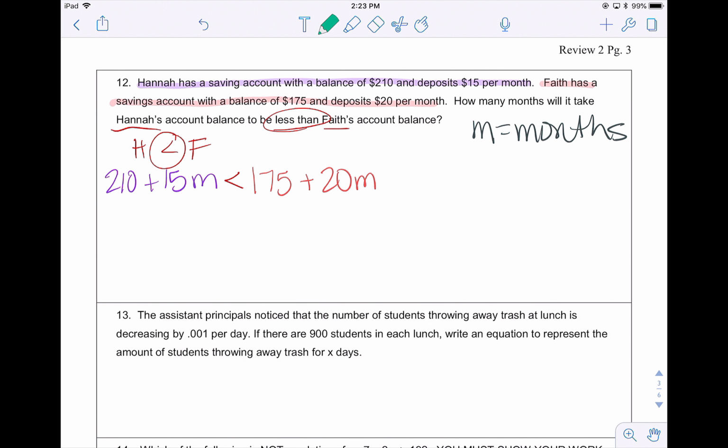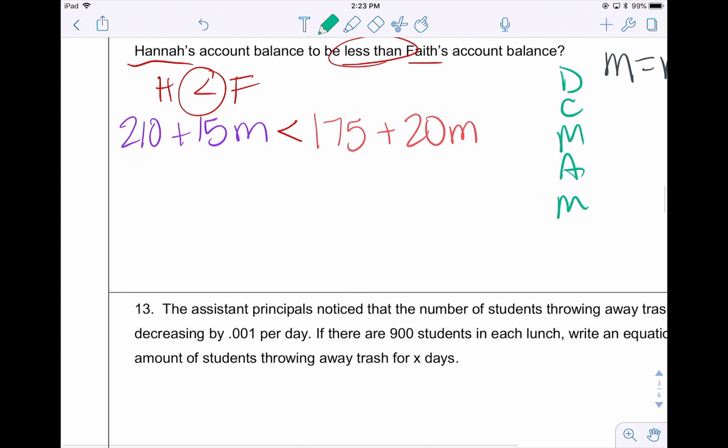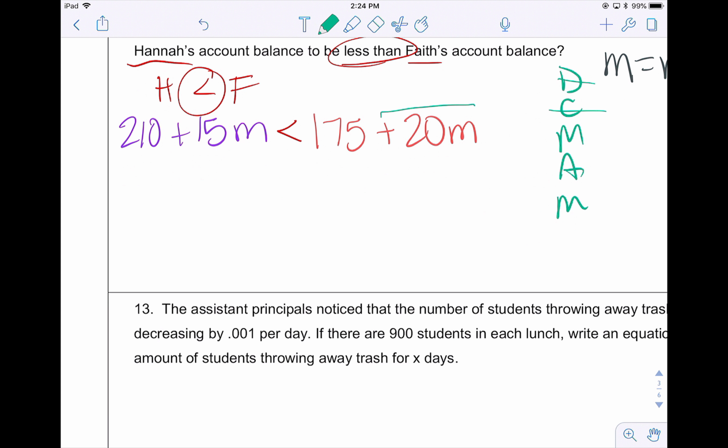When we set these up, it's best if you write it out in letters first. Hannah is less than Faith. Then what do we know about Hannah? Make that less than what we know about Faith. From here, we're solving, so we're using our don't call me after midnight. We don't have parentheses to distribute, and we don't have like terms.